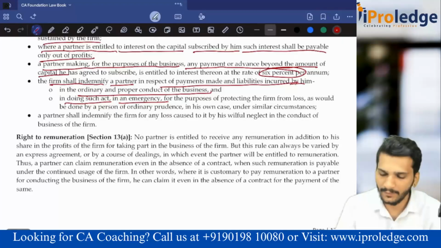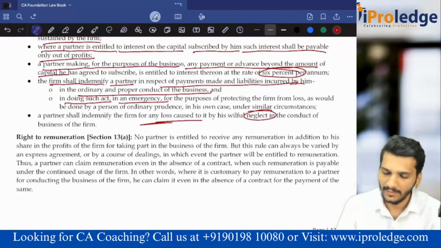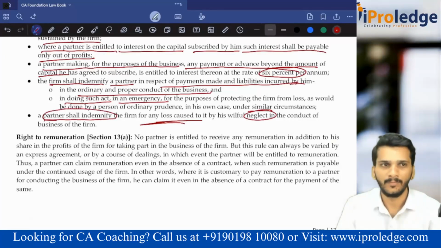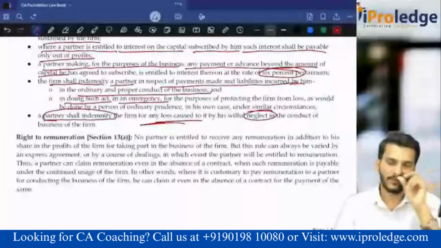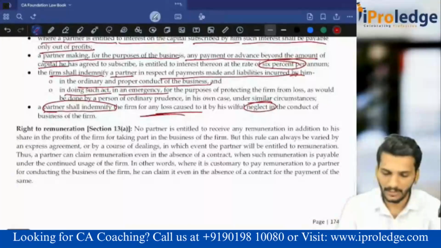And if because of the negligence of any partner, the partnership firm incurs any losses, then it shall be the duty of the partner to indemnify the partnership firm. The partnership firm also should indemnify the partner. The partner should also indemnify the partnership firm.